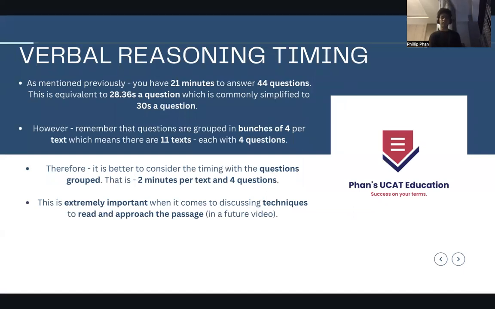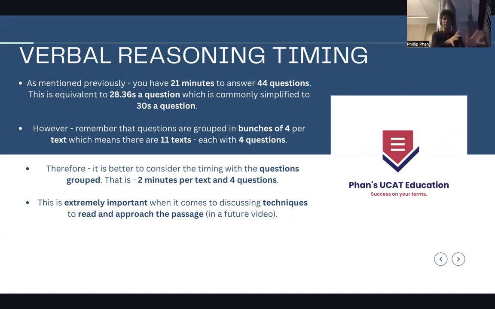The timing is actually very important to understand for the UCAT as well, and we're going to talk about more tips later, but this is a basic introduction. As I mentioned previously, you have 21 minutes to answer 44 questions. I want to note that that is for UCAT in general. It's the same for the UK and Australia, and whichever country they do the UCAT in, it's the same anywhere.